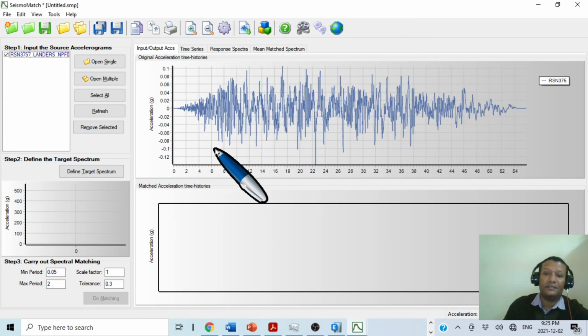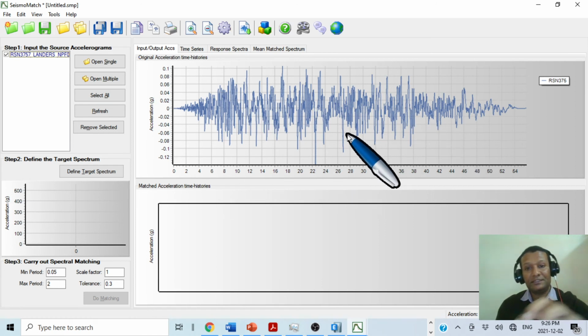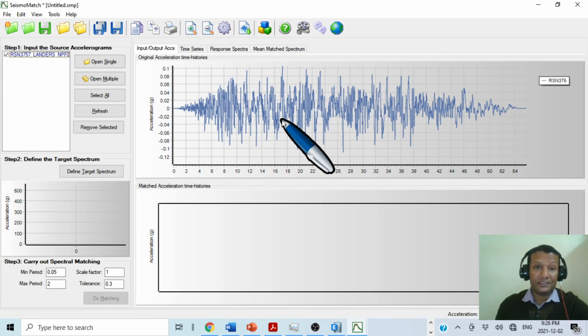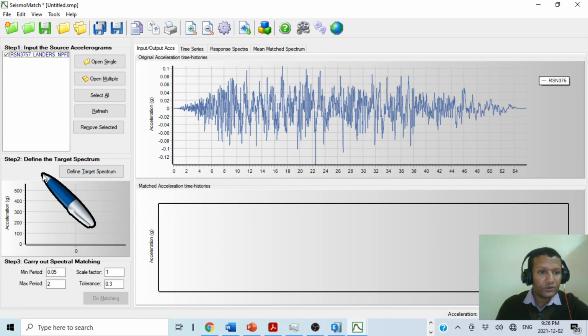So you see the data directly comes, acceleration with time. This is the real earthquake data, but this is a student version which I have, so it will work only for matching. For me it will work only 4 seconds, more than 4 seconds it doesn't work, so that's why I will go for ETABS. So here the data already comes.